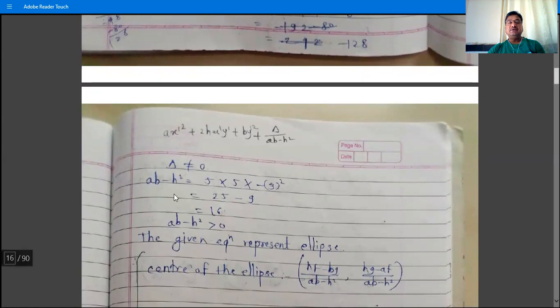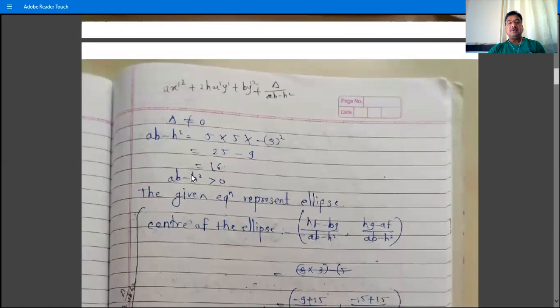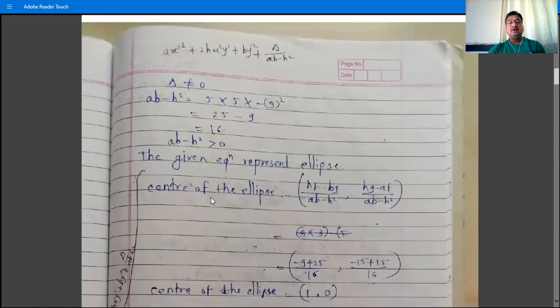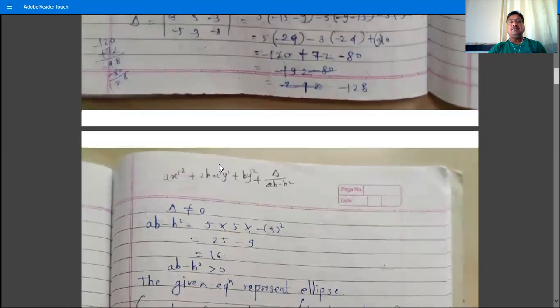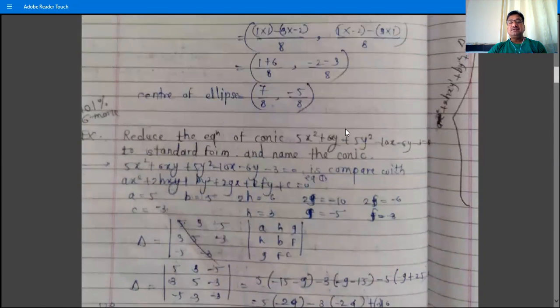And therefore we determine ab − h² now. So ab − h²: a is 5, b is 5, and h is 3, so minus 3 square. So 25 − 9 is 16. Therefore ab − h² is greater than 0, and therefore the given equation represents an ellipse. So this is the general equation of ellipse.